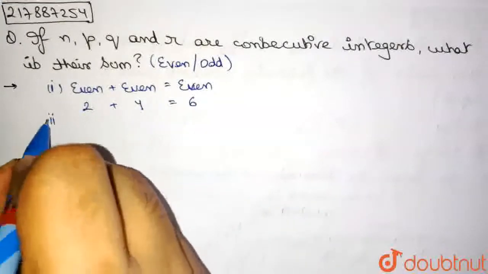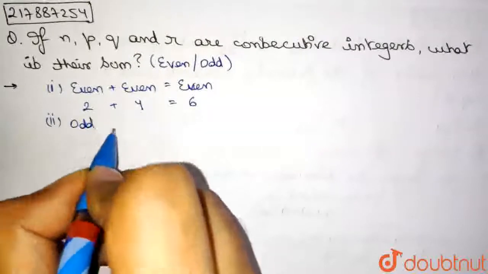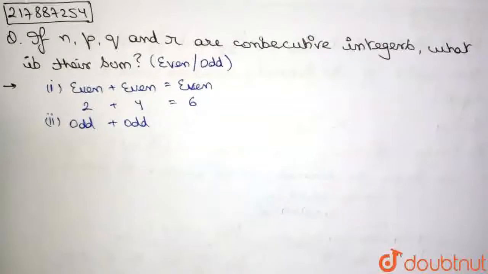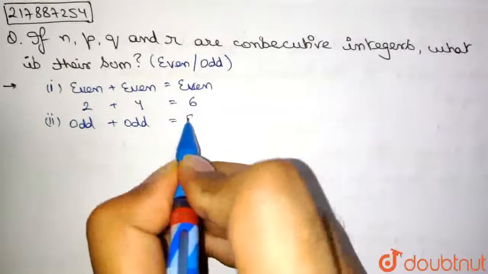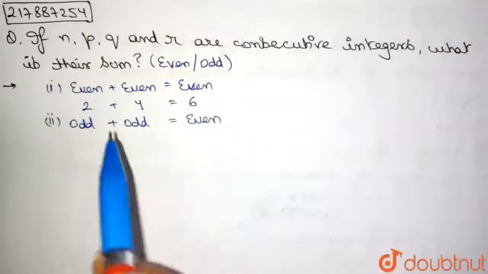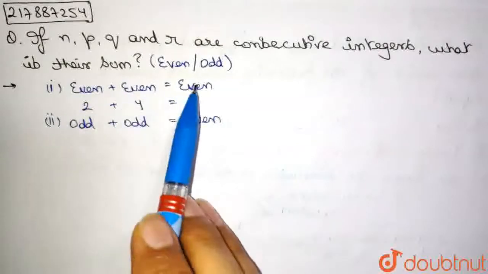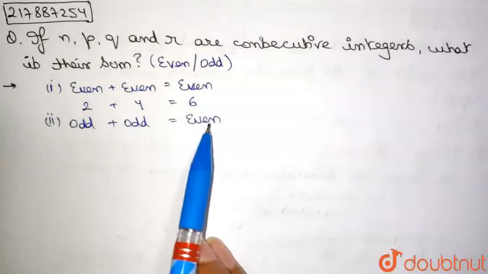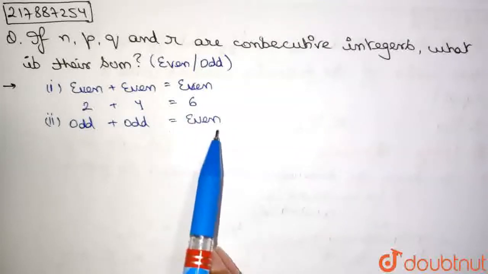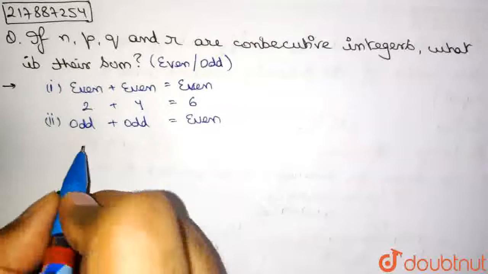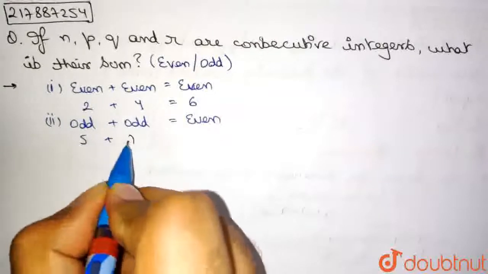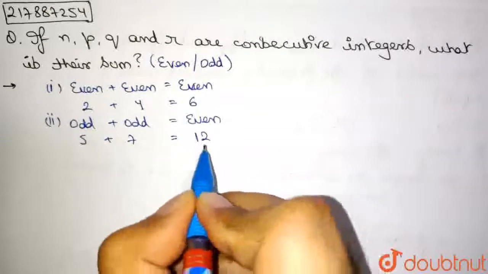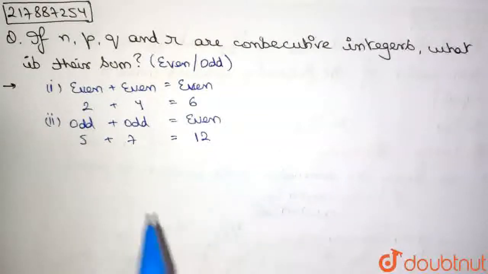Second, when we add two odd numbers, odd plus odd results in an even number. Now notice, when we add two even numbers, we get an even number, but when we add two odd numbers, we are also getting an even number. So this is very important. It's not odd, it is actually even. For example, if I add 5 plus 7, it gives 12, and 12 is an even number.